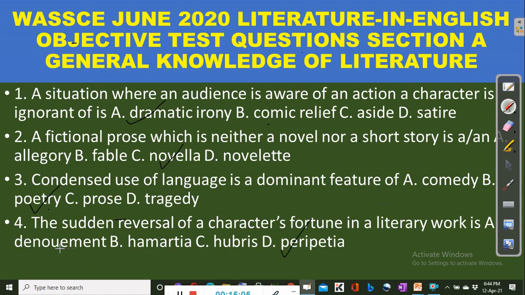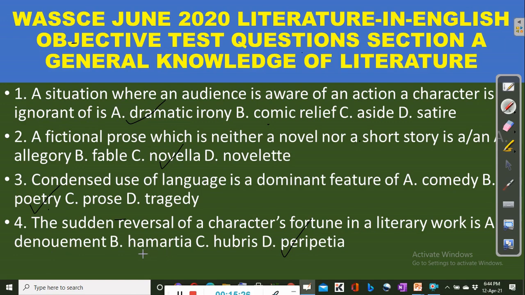Denouement is the final resolution of a conflict in a play or story, where you have a conflict or a serious problem facing a character, and when it is finally resolved, that is denouement.